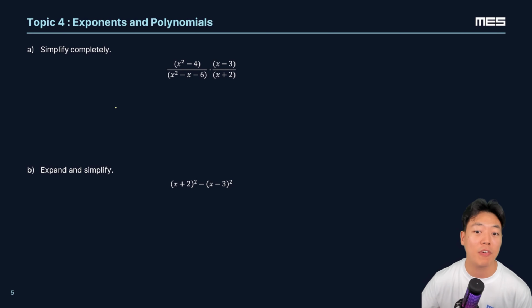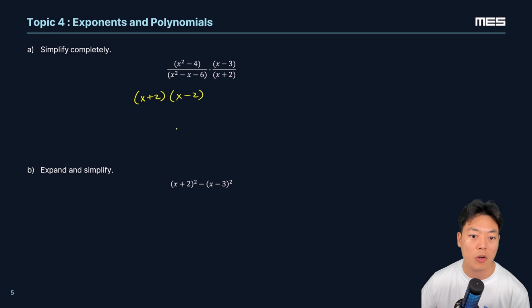Letter A says simplify completely. Right here, we're focusing on factoring. X squared minus 4 is commonly known as a difference of squares. 4 is a square, 2 squared, and I can rewrite that as a binomial times its conjugate. A binomial is simply an expression with 2 terms, and a conjugate means flip the symbol in between those 2 terms. And x plus 2 times x minus 2 does, in fact, give us x squared minus 4.